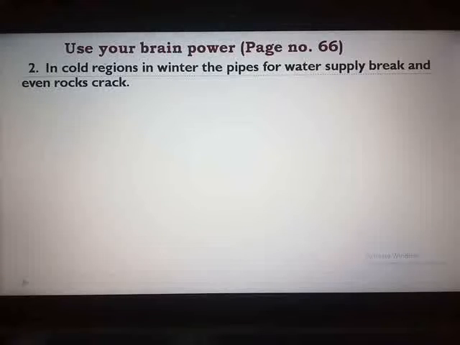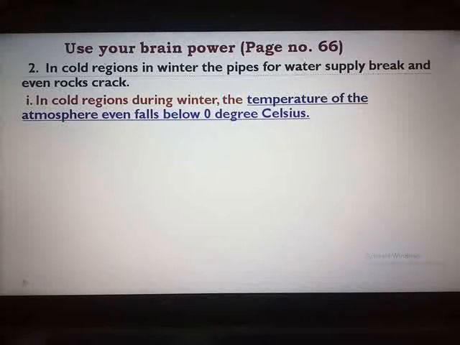Now you know that in the cold regions, in winter season, the temperature of the surroundings, of the atmosphere, even falls below 0 degrees Celsius. That should be your first point. In cold regions during winter, the temperature of the air, the atmosphere, even falls below 0 degrees Celsius. When discussing the survival of aquatic life, I gave you the same points. More or less the points are the same. A little bit of difference you will see.